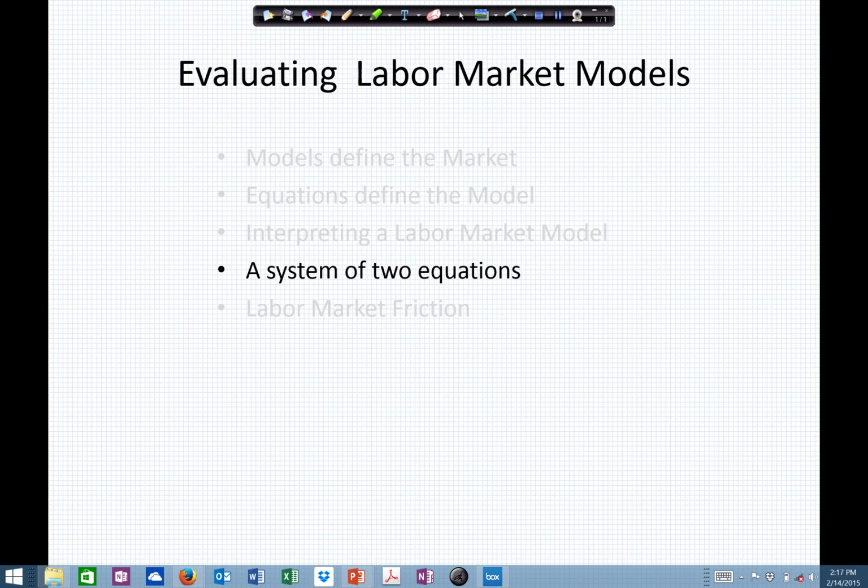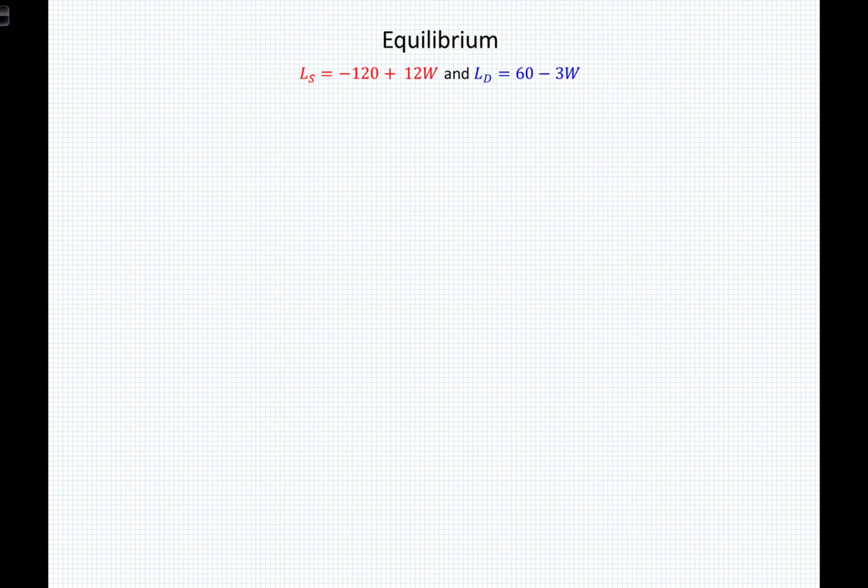In this segment of evaluating labor market models, let's begin to take a look at the two equations, labor supply and labor demand, as a system of two equations that are helping us understand this market, but wherein now we can think about solving for market clearing levels or equilibrium levels. So if we have the labor supply and labor demand curves as we have here, we can think about these in our basic model, of course.